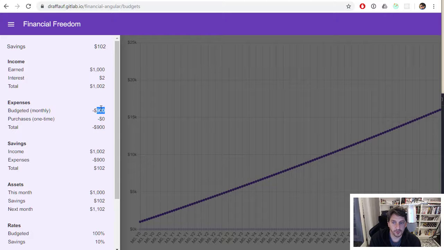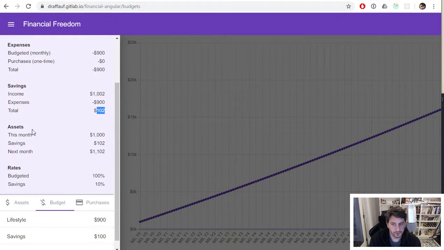You have $900 in expenses. So that's money that's just going out the door. That's the living expenses number. That's not improving an asset. So if you take your income of $1,002 and your expenses of $900, that leaves you with $102 of total savings. And then the cool thing here is you can say, well, your assets this month are worth $1,000. And then because you're saving $102, next month your assets are worth this much.